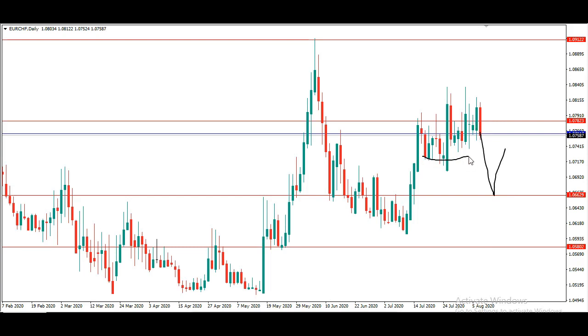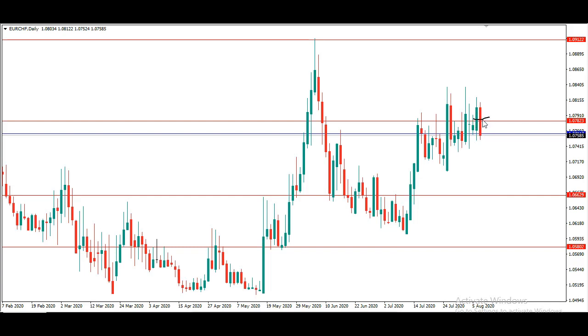retest of this area of structure right here. As you can see, all the wicks that have rejected this area is also a good area to pick an entry from, because with this we have all these areas acting as support at this point, and if price fails to give a daily close below this area, we might see continuation higher. So it will be a risky trade.